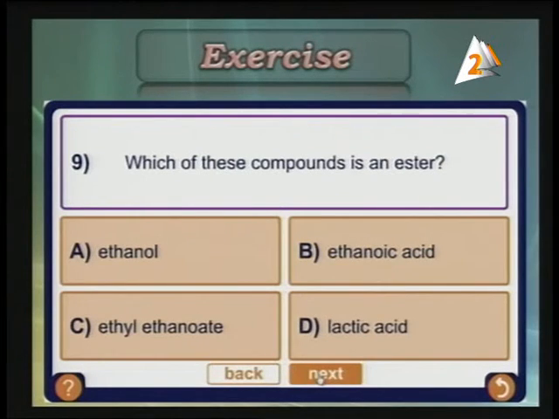Next, we have another one, number 9. Which of these compounds is an ester? Ethanol, or ethanoic acid, ethyl ethanoate, or lactic acid. So here, which one of these compounds according to the IUPAC name? We have ethanol, it's alcohol. Ethanoic acid is carboxylic acid. And we have lactic acid, also a carboxylic acid. We have ethyl ethanoate. We have this ending "oate" found in the last part of this one.